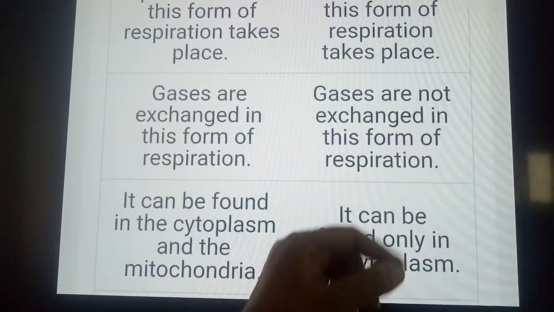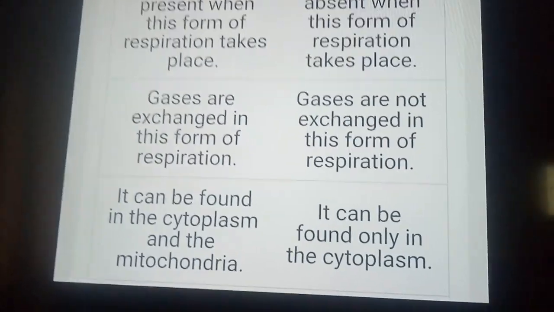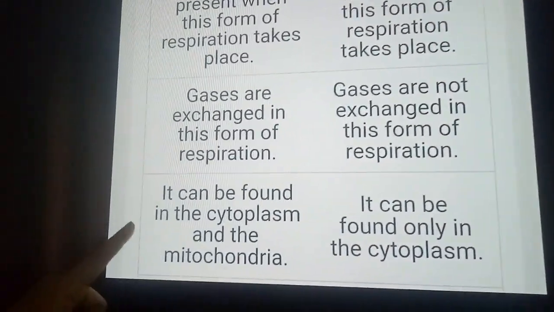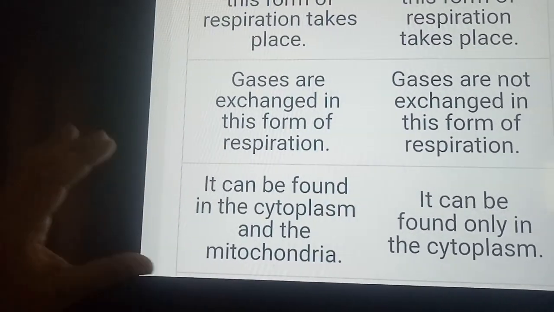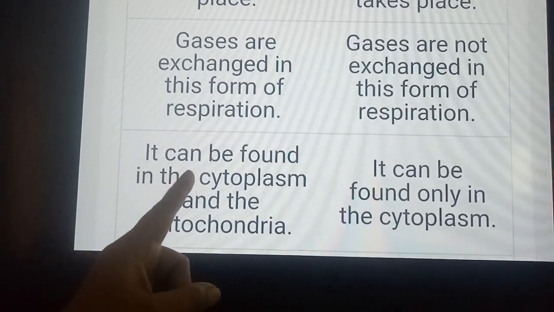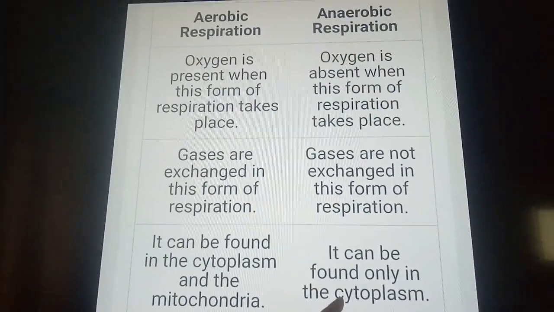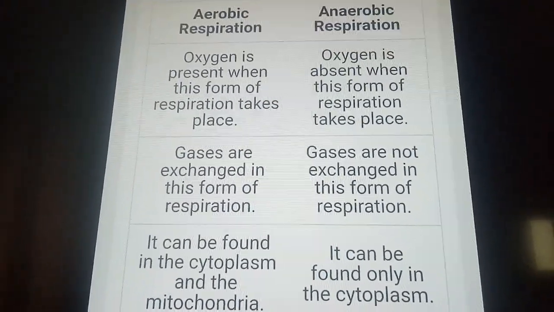In anaerobic respiration, gases are not exchanged. So carbon dioxide was not released, and only oxygen was taken in. There was no gaseous exchange. Okay. Third point, this reaction happens in 2 parts of the cell: first the cytoplasm and then the mitochondria. And in anaerobic respiration, it happens only in the cytoplasm. There is no role of mitochondria.